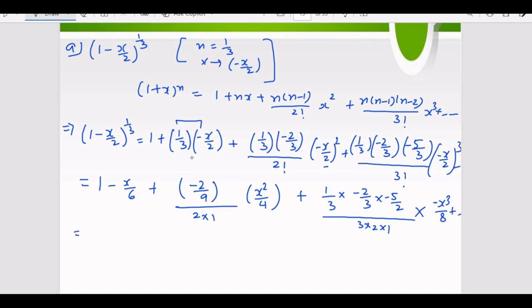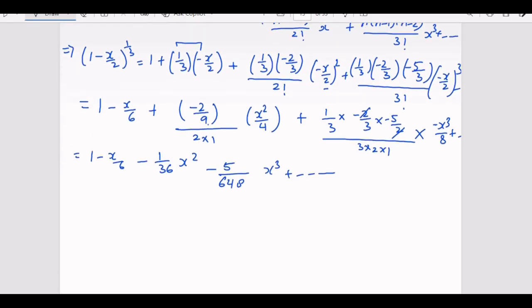Now we can rewrite x over 6 minus 1 over 36, it becomes 9 times 4, 36. This 2 and 2 will get cancelled, so x squared, and then minus 5 over... so this is gone, this is going to be negative 5 over, it becomes 648 when you do the calculations, x cubed plus so on, right?